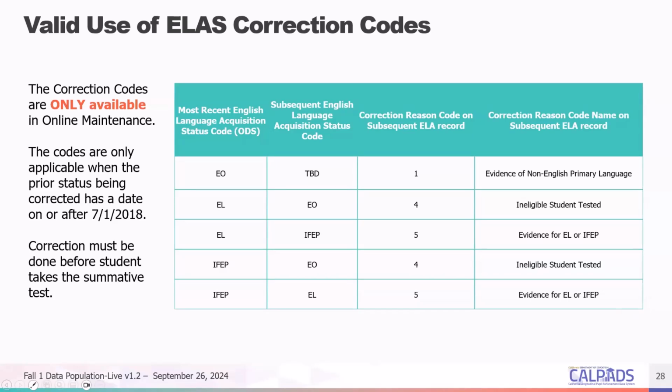These correction reason codes are only applicable when the prior status date being corrected has a date on or after July 1st, 2018. So if you're correcting a status that is before July 1st, 2018, you cannot do so using a correction reason code. And these corrections must be done before a student takes the summative LPAC test. Remember, the summative LPAC test results in IFEP if the student is English proficient, and there are no instances of RFEP anywhere on the valid uses of ELAS correction reason codes table. So these codes must be used before the summative LPAC is proctored to a student.